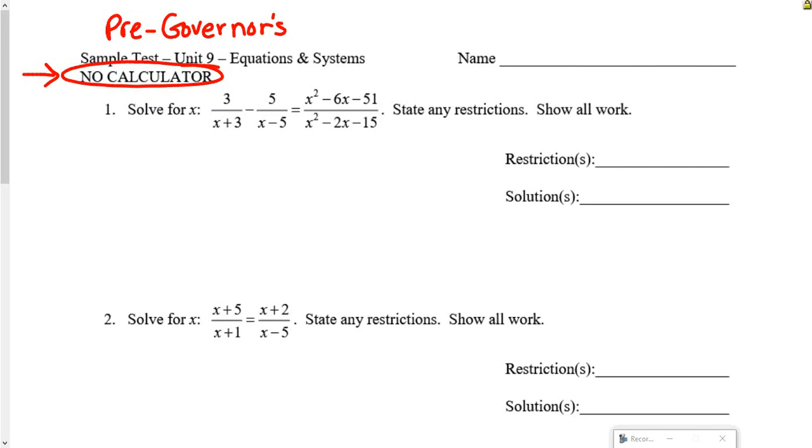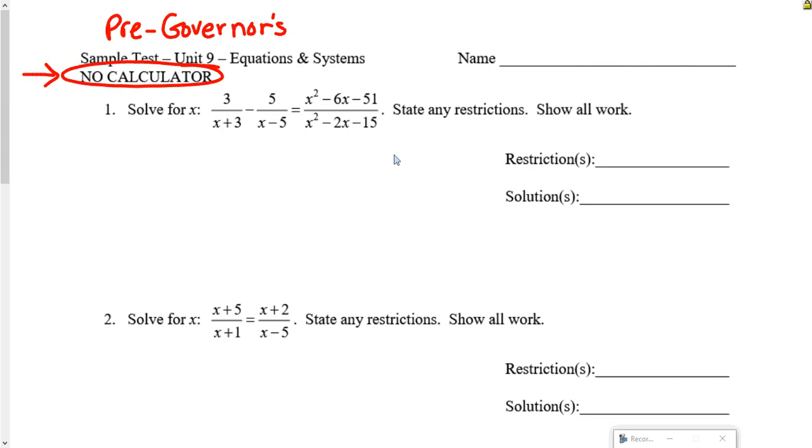Alright, this is the pre-governor school version of the sample test for Unit 9 on equations and systems. And this is the no calculator portion, so be sure you're not using a calculator for this. The first part here is on solving rational equations. So we're going to start out and solve these. We also need to state any restrictions, and we're showing our work.